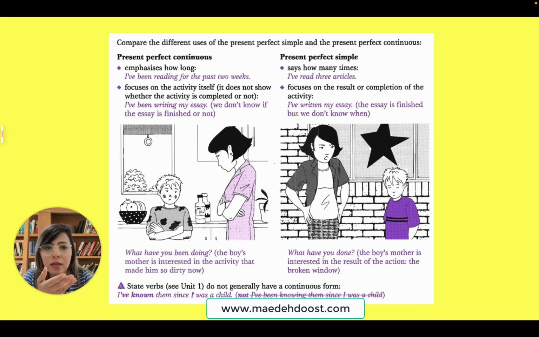What is important? When the window is broken, what is important? The window is important. It is completed. The action is completed. Yes, so we say, what have you done? But here we say, what have you been doing? What is important? The activity is important. The activity is important here, but there the result is important. The result of the action is important. So the broken window is important.